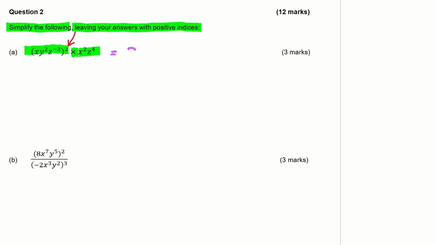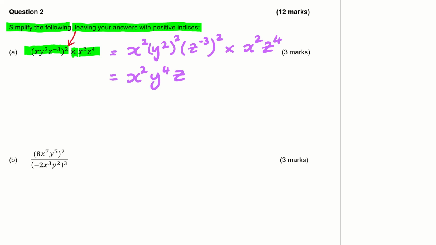So in other words, from the bracket we'll get x², (y²)², and (z⁻³)². And we still have to multiply that by x² z⁴. So that's x² y⁴ z⁻⁶ times x² z⁴, giving us x⁴ y⁴ z⁻². Negative 6 plus 4 is negative 2.